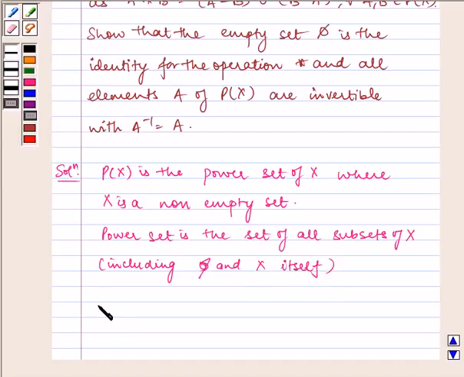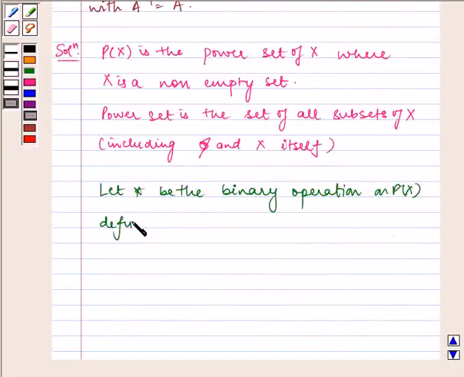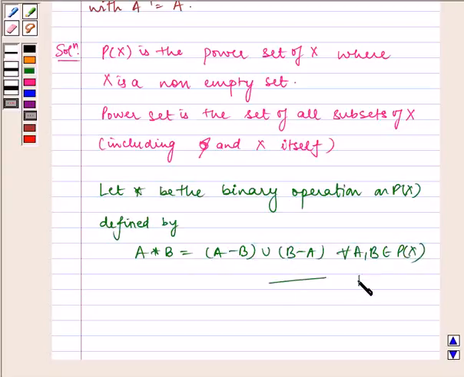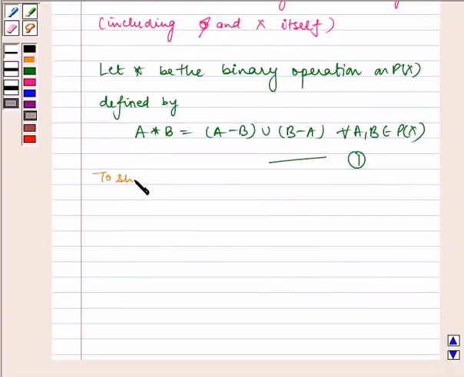Let star be the binary operation on P of X defined by A star B is equal to (A minus B) union (B minus A) for all A, B belongs to P of X. Let us name it as 1. We have to show that phi is the identity element for star on P of X.